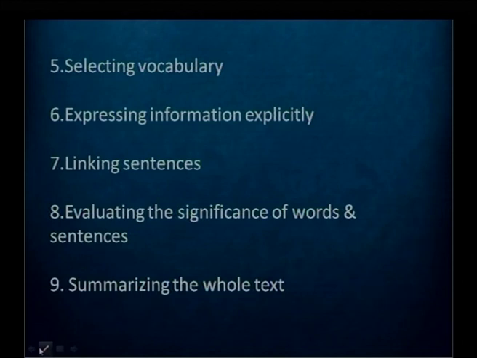And the next one is expressing information explicitly. Whatever the information, it should be very clearly explained in the text, giving a complete picture or complete information, then only do we show thorough knowledge over the content. If there is nothing explicit, if there is no analysis part, if there is not plenty of information regarding that particular area, definitely the readers may not accept it.